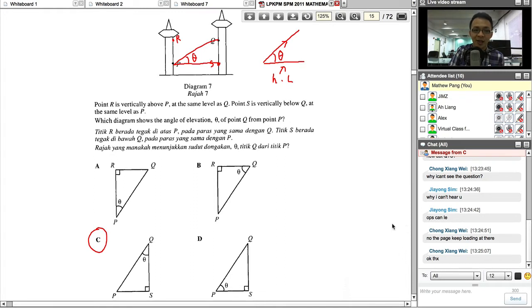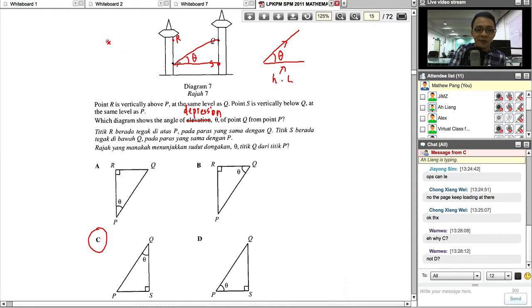Alright, it's not really hard. Let's say, in order to help you understand better, I change the question a little bit. If today I do not want to use elevation, I change this one to depression. He asks you to find the depression of Q from P. That means from Q, I look at P. Where is the angle? So, if depression, sorry, thanks for the reminder. Yes, the angle is not here.